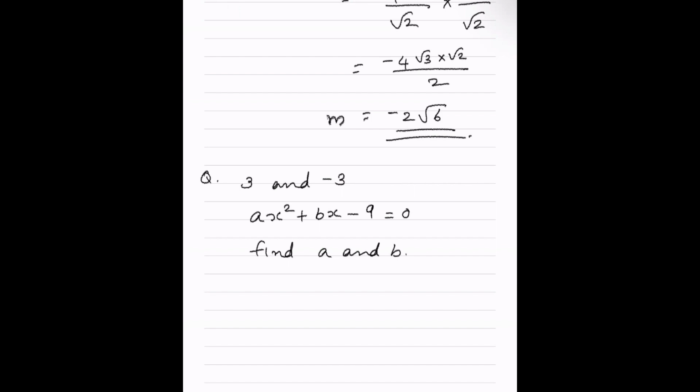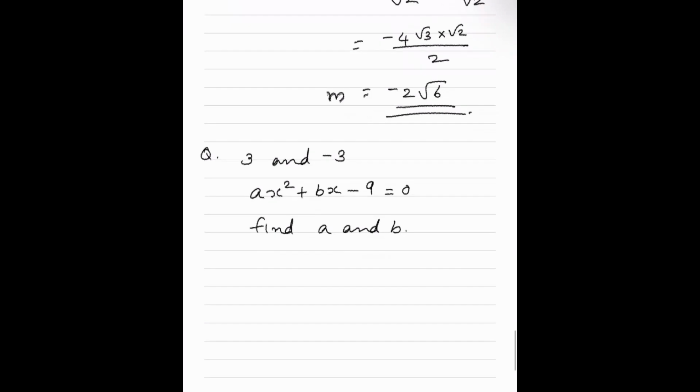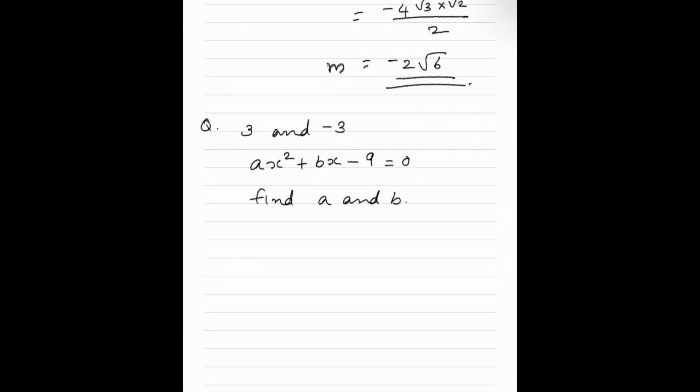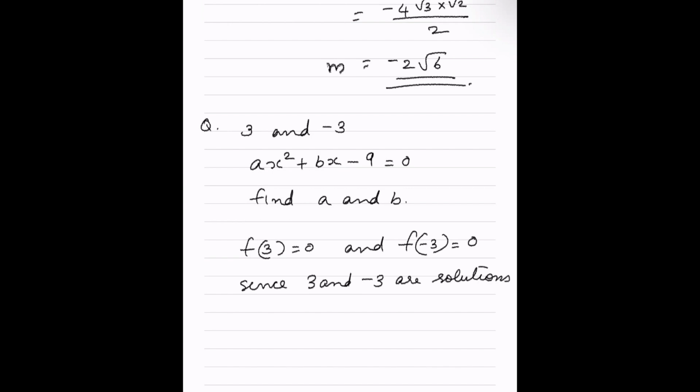So 3 and negative 3 are solutions to the equation. So what you can do is, first you do f of 3 should be equal to 0. Isn't this the remainder and factor theorem? Yes, it is. We are following the concepts of remainder and factor theorem here also. So f of 3 equal to 0 and f of minus 3 equal to 0. Since 3 and negative 3 are solutions of the given equation, you can write like this.